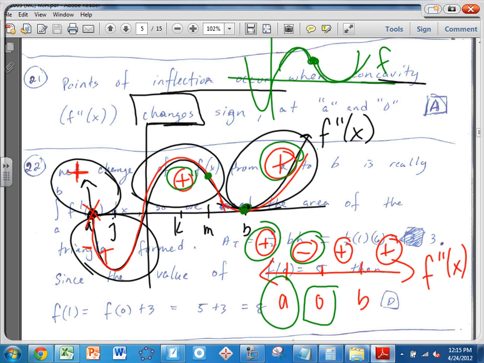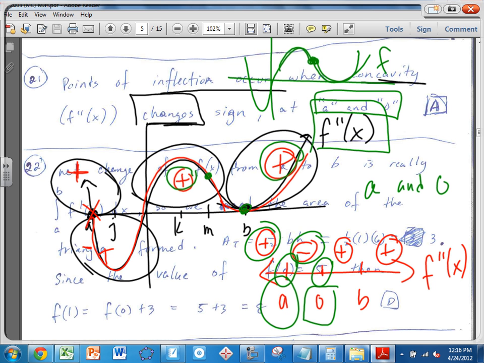The graph that's given is already the second derivative. So what you need to do is make a number line in your mind. You need to make a second derivative number line and look for changes in concavity. There's a change here, there's a change here. So your changes are at A and at 0, the origin. At A and at 0, or choice A for this one.